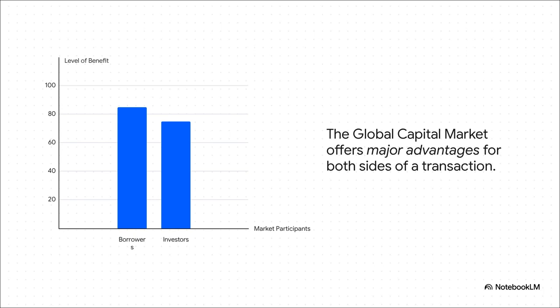And the benefits here are massive. For borrowers, like our Japanese company building its factory, a global market means more lenders are competing for their business, which of course drives down the cost of capital. And for investors, it offers the golden ticket, portfolio diversification. It allows them to reduce their risk by spreading their investments across many different countries and economies.